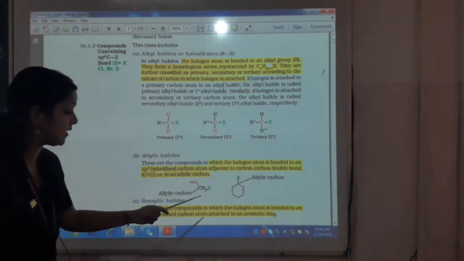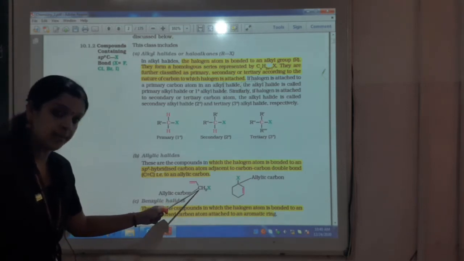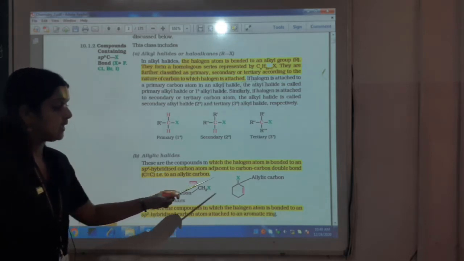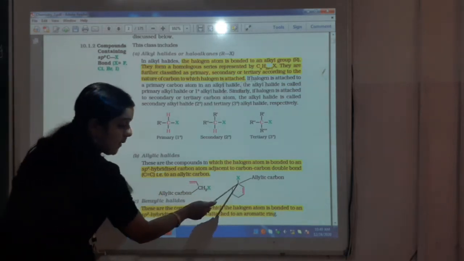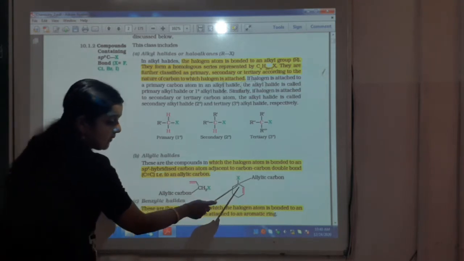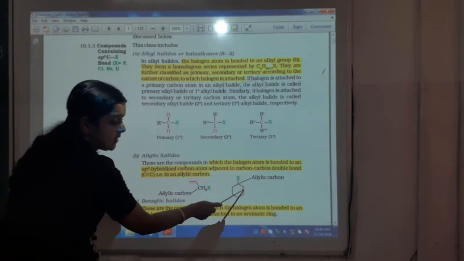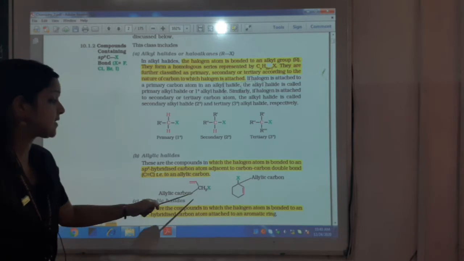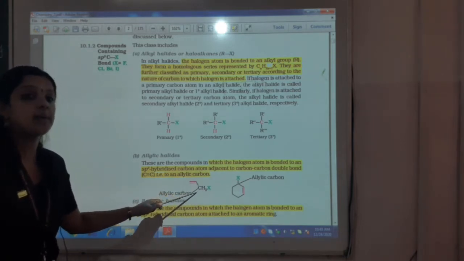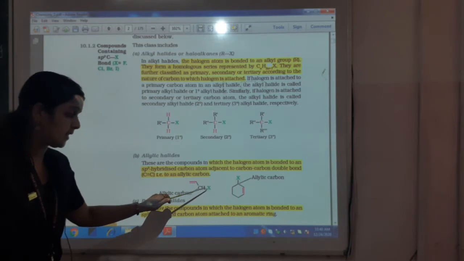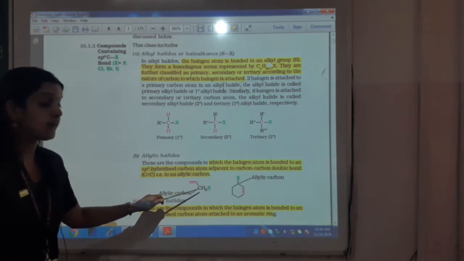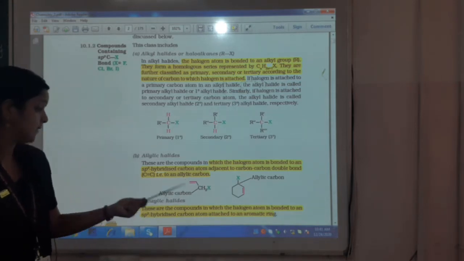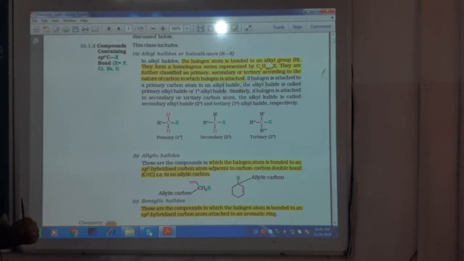Are you able to follow me, children? My halogen atom is attached to the carbon which is bonded to a carbon that is holding a double bond. Now if you see here also, this is my carbon, this is holding my halogen. Now this carbon is attached to another carbon which is having a double bond. So this you call an allylic structure. Allylic structure means the carbon holding the halogen is not doubly bonded, but it is bonded to the adjacent carbon which is doubly bonded. So we call it allylic halides.